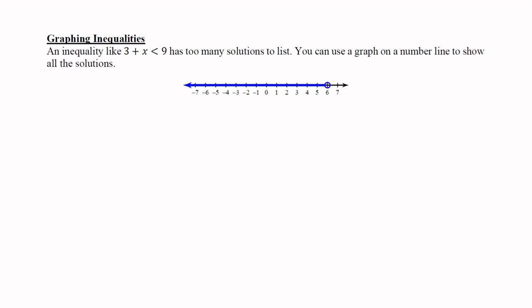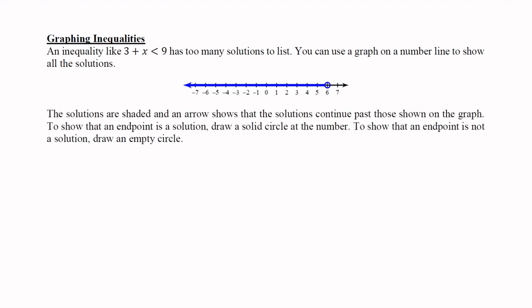We indicate less than by using an open dot because it's not equal to 6, it's less than 6. So we're not including the 6, so we use an open dot, and then we shade all the numbers that are less than 6. The solutions are shaded, and an arrow shows that the solutions continue past those shown on the graph. We go forever to the left, forever in that negative direction.